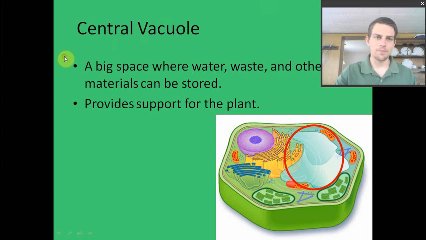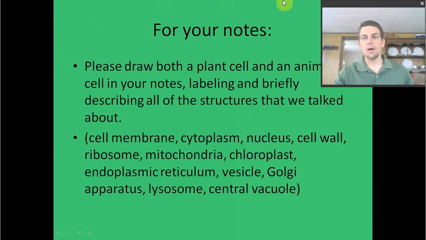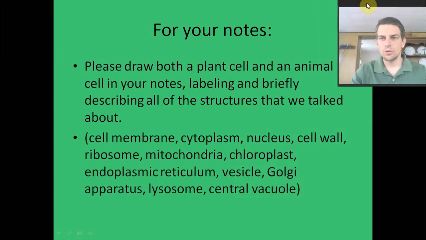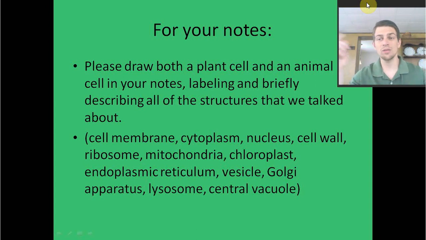All right, so I would like you in your notes to make a sketch of both a plant and an animal cell. I think this is going to be very helpful for you to understand these different structures. And I'd like you to label all of the structures that we talked about, so all of the organelles, in both the plant and animal cells, and then give a very brief description of what they are.